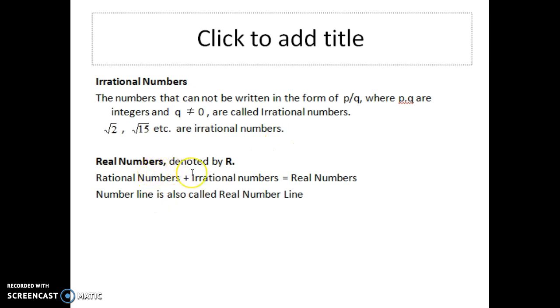And real numbers, what is it? It is denoted by R, capital R, and real numbers are the collection or set of rational numbers and irrational numbers. The number line is also called the real number line because any number on the number line is either a rational number or an irrational number.